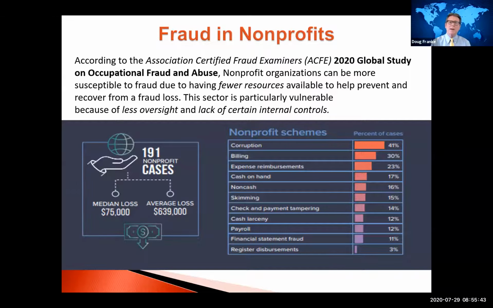So this slide is about fraud in nonprofits. Again, this was back to the ACFE, the Fraud Examiners group. Notice what it says here, there are 191 cases that they bring up, and the nature of the fraud is corruption and billing practices. But as they say here, NGOs just frequently don't have the money to instill proper controls.